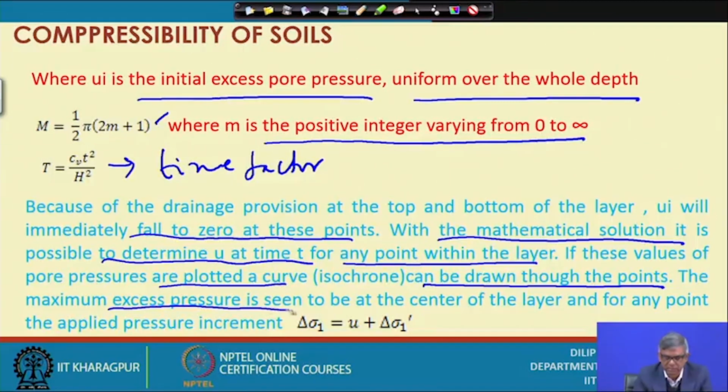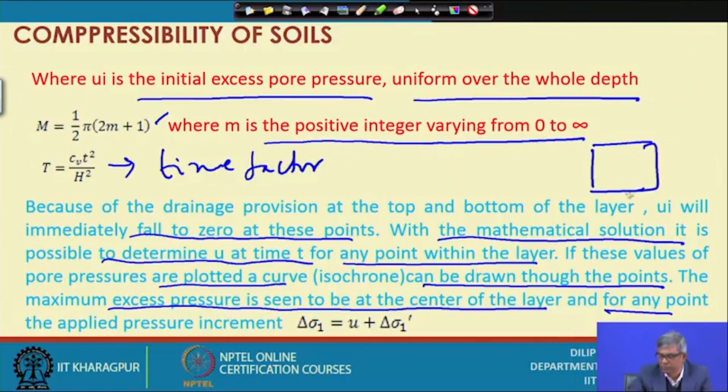The maximum excess pressure is seen to be at the center of the layer. This is the initial excess pore pressure, and immediately at the drainage boundaries it will become 0, but the pore pressure at any time at any other depth will not be 0; it will be something else. So, if you find different points and join them, you get a curve like this, which is called an isochron. For different time intervals, different isochrons can be obtained. I will show you that in the next slide.